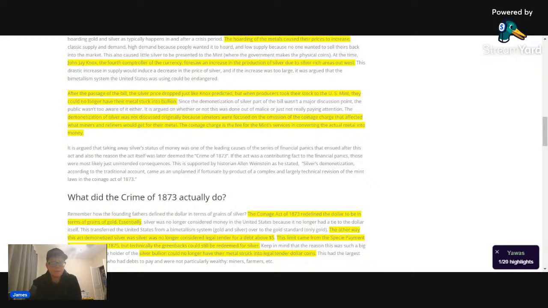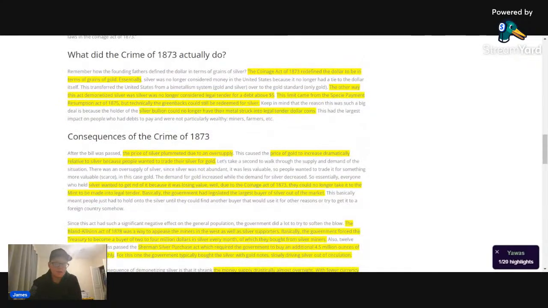But it seems it's rather argued whether or not this was on purpose. It seems that senators and such back then were more concerned with the omission of a coinage charge, which is the fee for the mint in converting the actual metal into the silver coins. And so this affected how much money the miners and refiners could maintain.